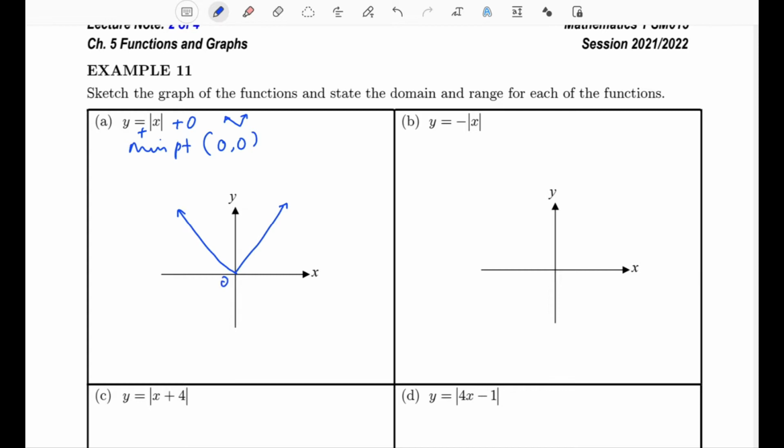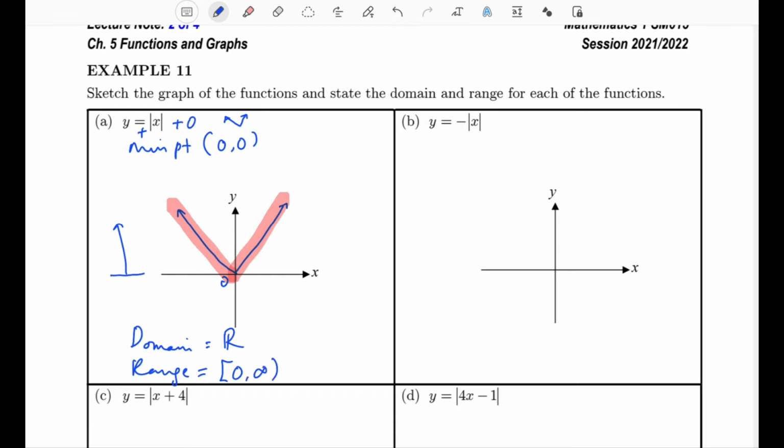So this is your origin. So the domain will be real numbers. The range is definitely from 0 upwards. If you look here, the value of y cannot be lower than 0. So this is inclusive of 0 to infinity.